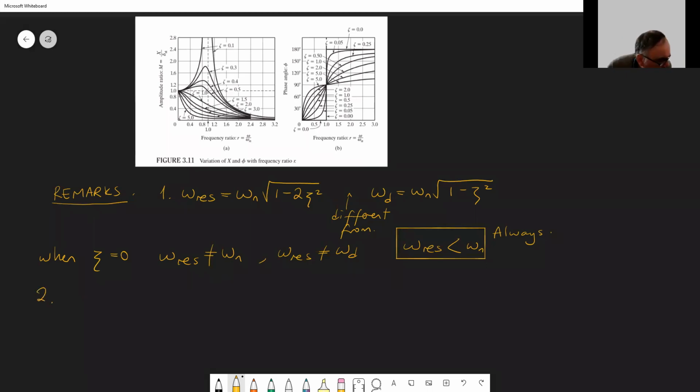Now, secondly, if the damping is small, as I have said, the resonant frequency is approximately equal to the natural frequency. And the resonant amplitude will be equal to F0 over K over zeta. Okay.